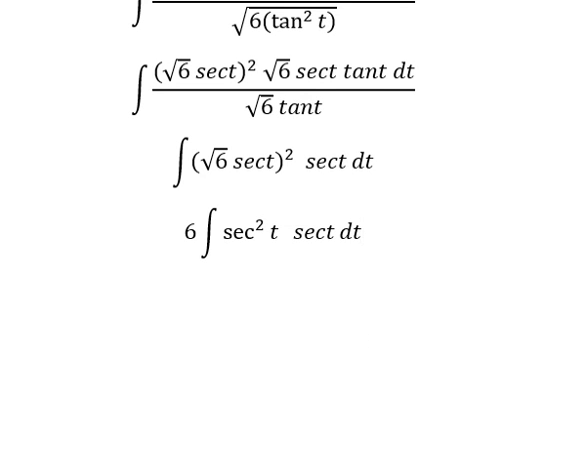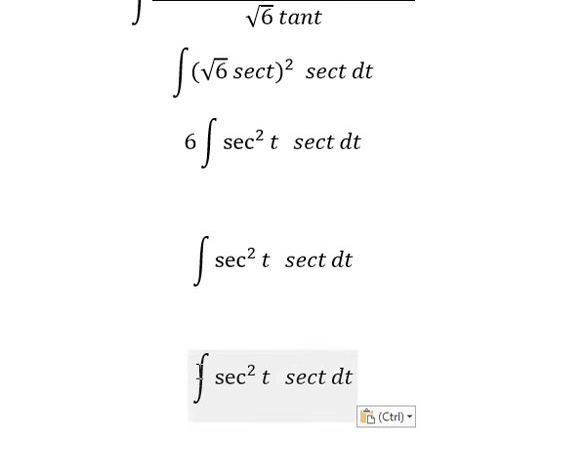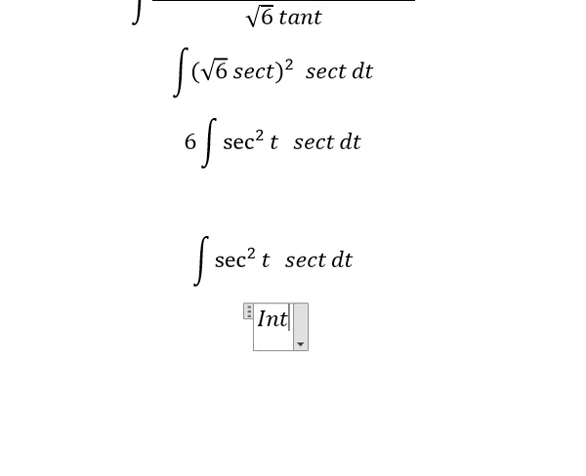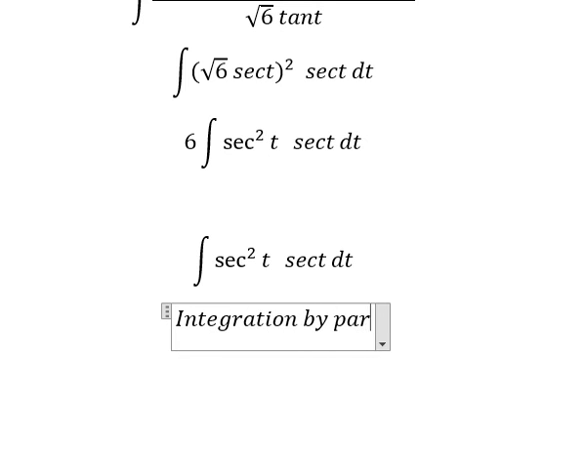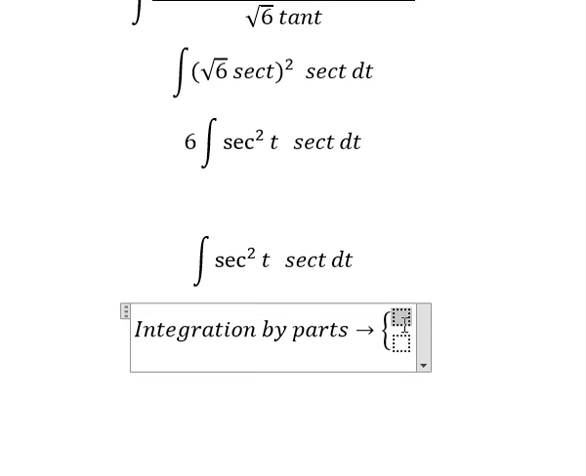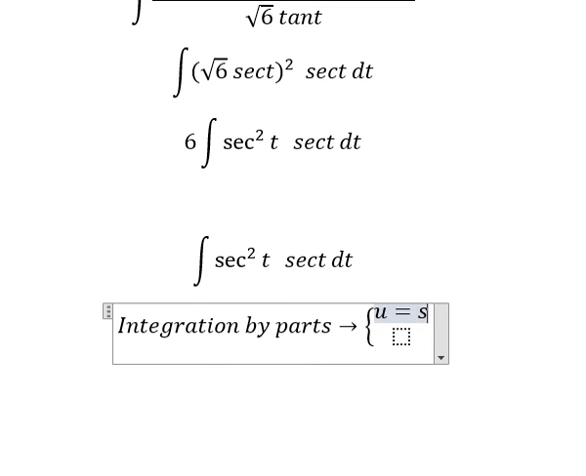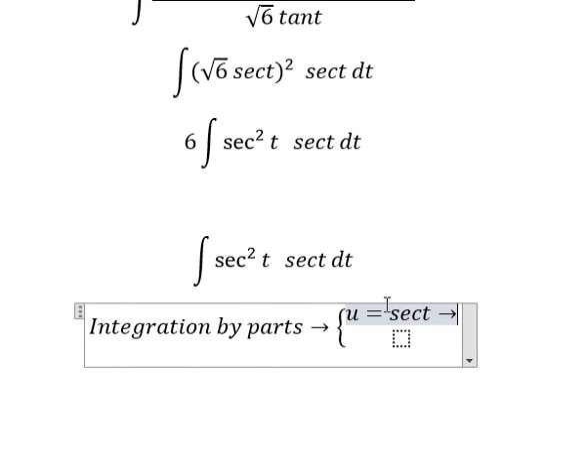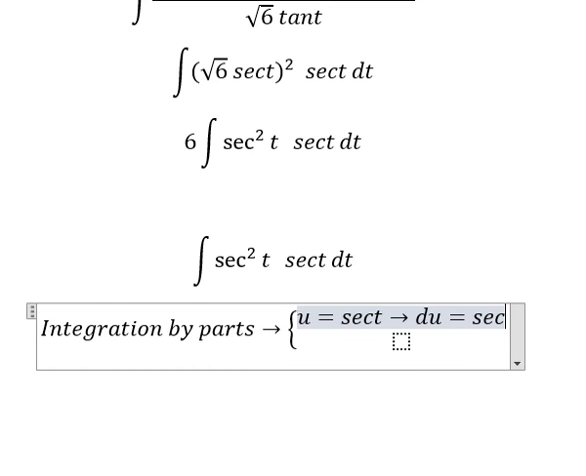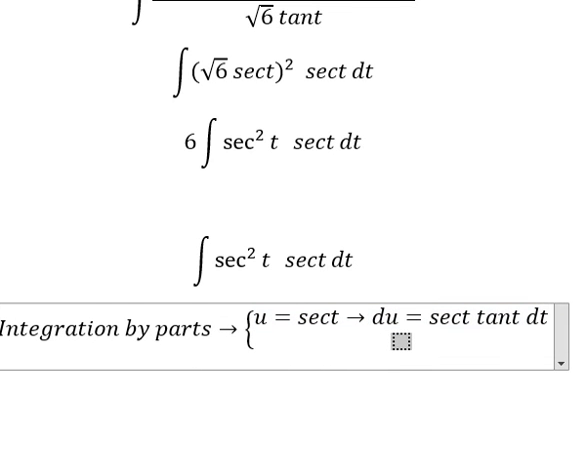Next, I will concentrate on this one only. So I will need to use integration by parts. So the next one, I will put u equal to secant of t. So we do the first derivative for both sides. You get secant of t tan t dt. Dv, we get secant of t squared dt. We do this integration and we get v equal to secant of t.